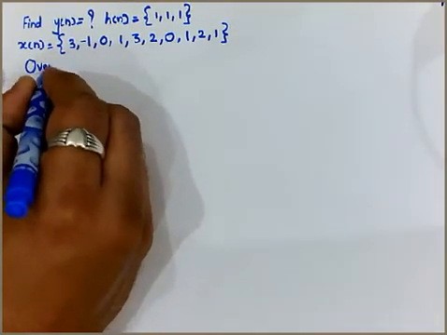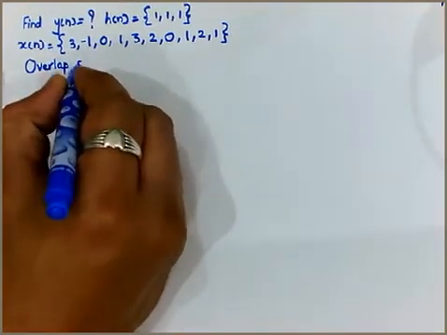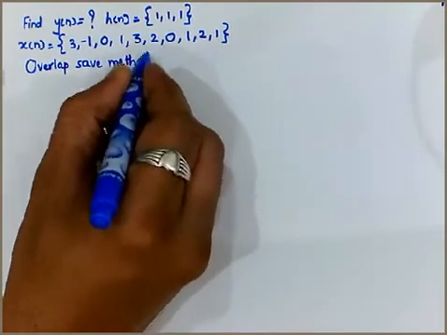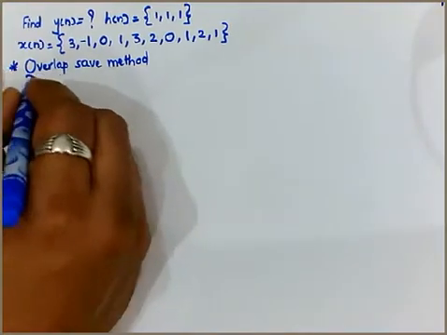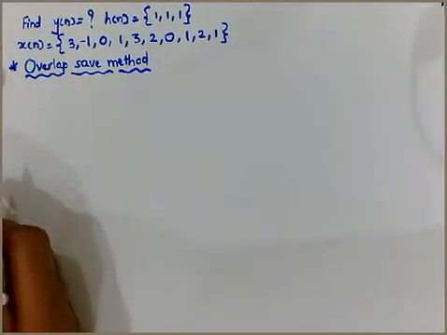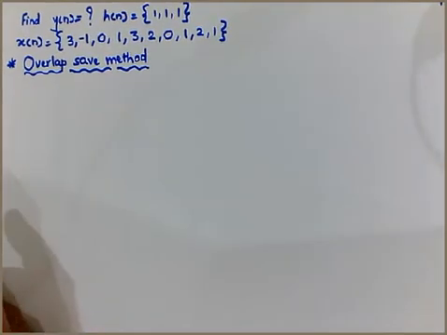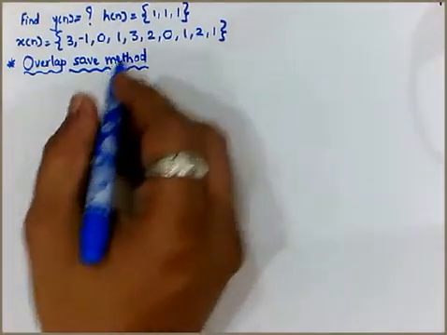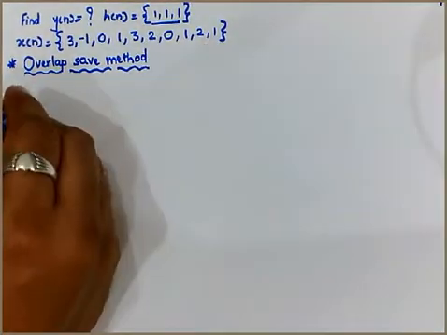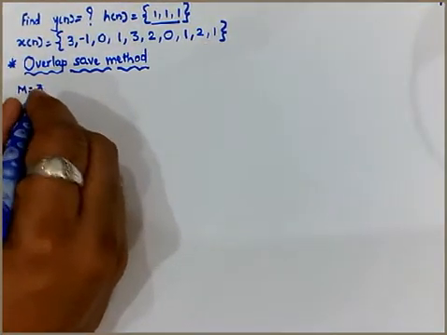So let's discuss first of all the overlap save method. We will see how to find out this y of n by using the overlap save method. So for this, as it is provided, h of n is equal to 1 1 1. It means M is equal to 3 is already given to us.